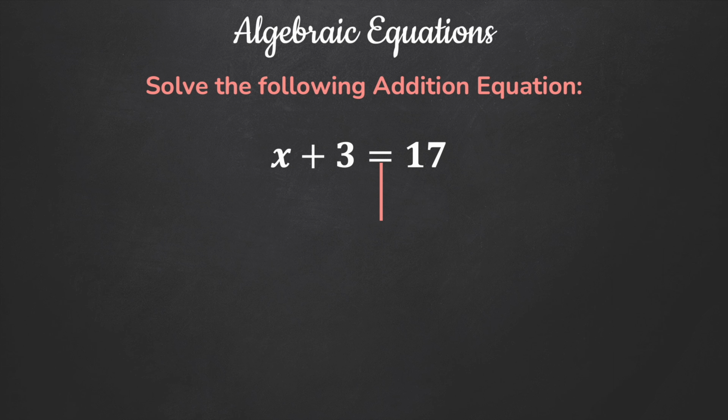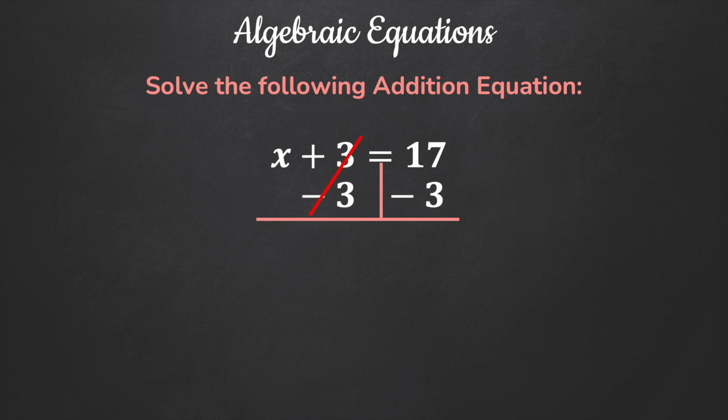Because our goal is to figure out what x is, we're going to get rid of the 3 so we could get x by itself. So we have plus 3, and the inverse operation of addition is subtraction. So in order to get x by itself, we're going to subtract 3. Now, if we're going to subtract 3 from the left side, we have to keep it balanced and do the same thing on the right side.